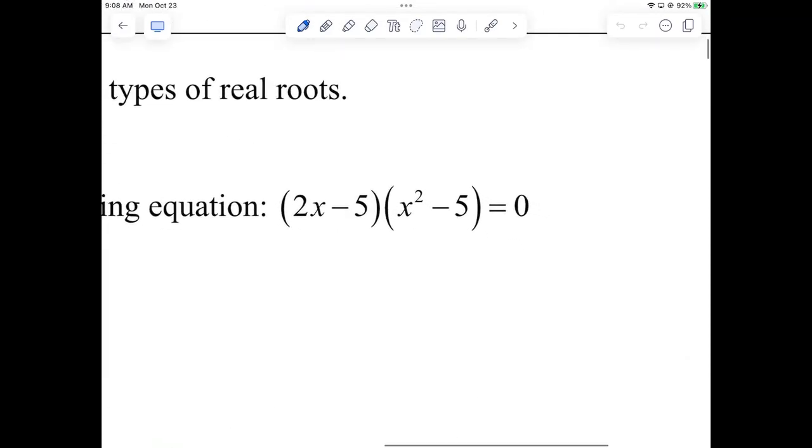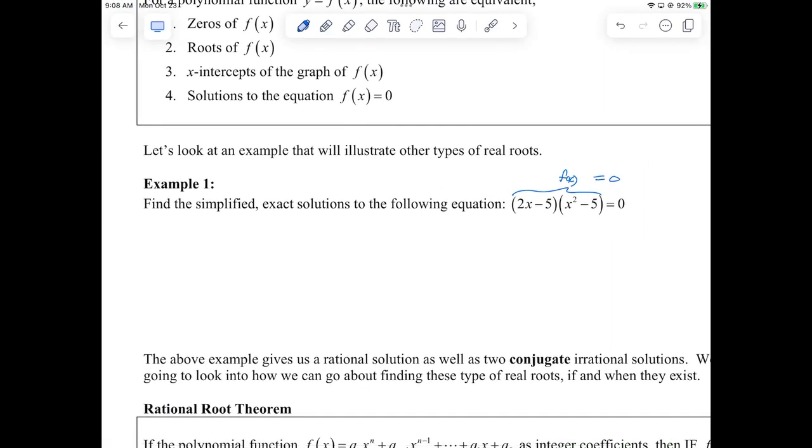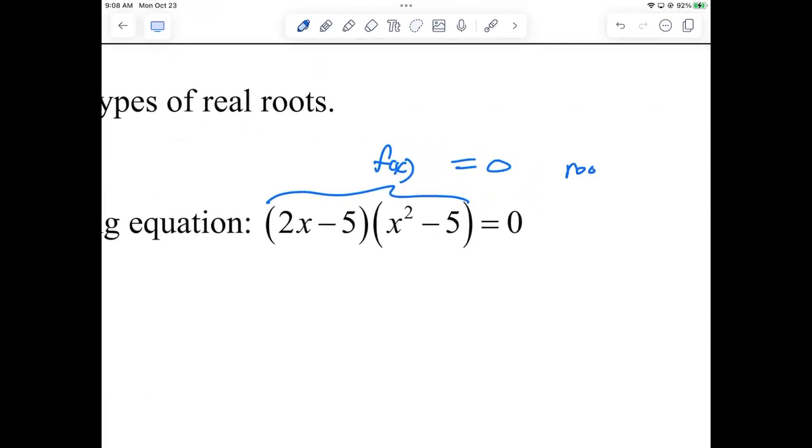All right, so you can pretend like this right here is some function f of x, and we set it equal to 0. So if we're trying to find the solutions, we're trying to find the roots of f of x. Would you agree? Okay, so once it's equal to 0, our goal is to factor it. Is this thing already factored? Kind of. Good. It's partially factored.